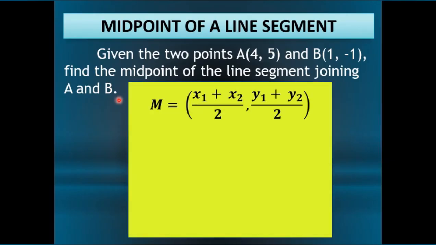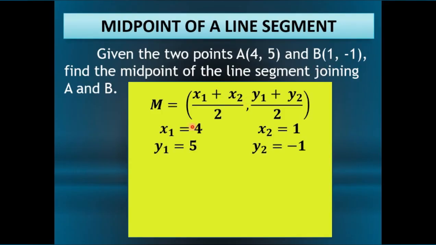Using the formula, we substitute the values of x sub 1, x sub 2, y sub 1, and y sub 2. Our x sub 1 refers to the x-coordinate of the first endpoint, which is point A, and that is equal to 4. The x sub 2 refers to the x-coordinate of the second point, which is positive 1.